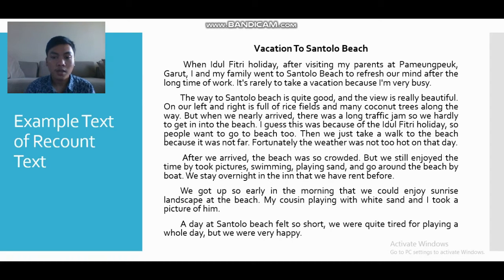We stayed overnight in the inn that we had rented before. We got up so early in the morning that we could enjoy the sunrise landscape at the beach. My cousin was playing with white sand, and I took a picture of him. A day at Santolo Beach felt so short. We were quite tired from playing a whole day, but we were very happy.